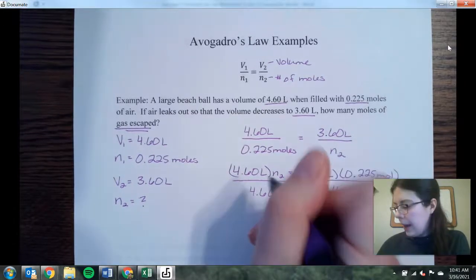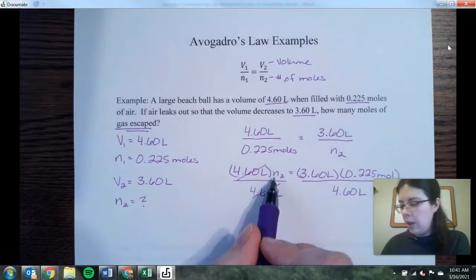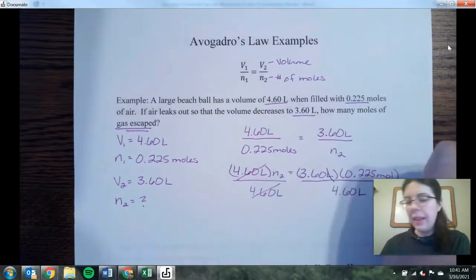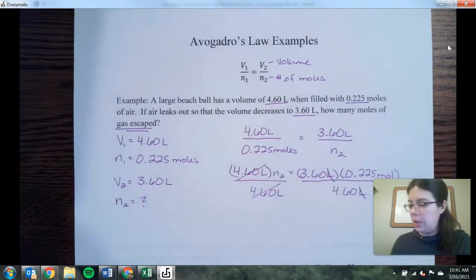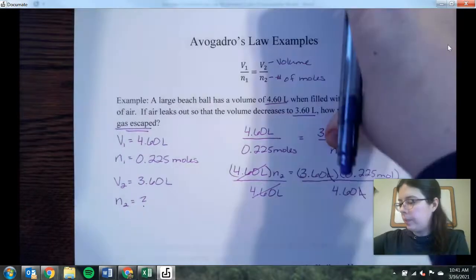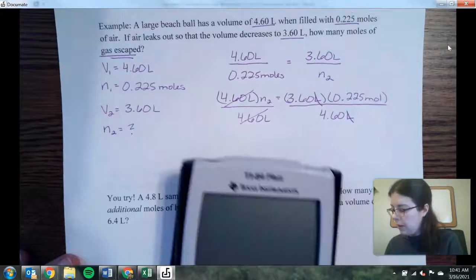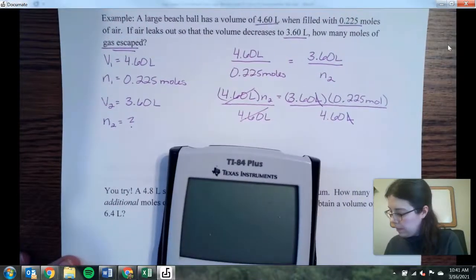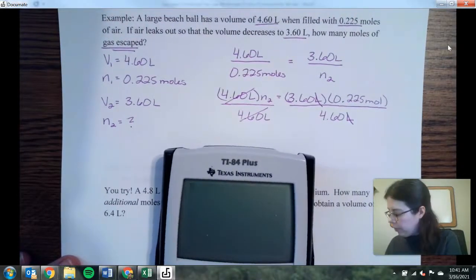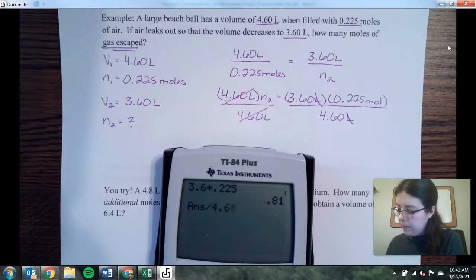Okay, so this is going to cancel out, leaving us with just the N2. And then if we look on the product side, the liters cancel out, which leaves us with just the plain old moles. So let's go ahead and plug this into our calculator. So we have 3.6 times 0.225, and that's divided by 4.6.